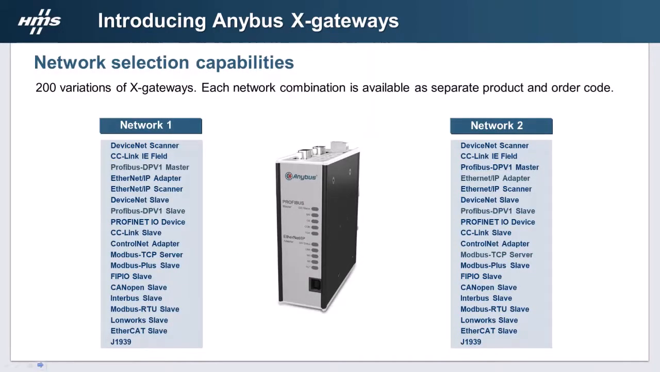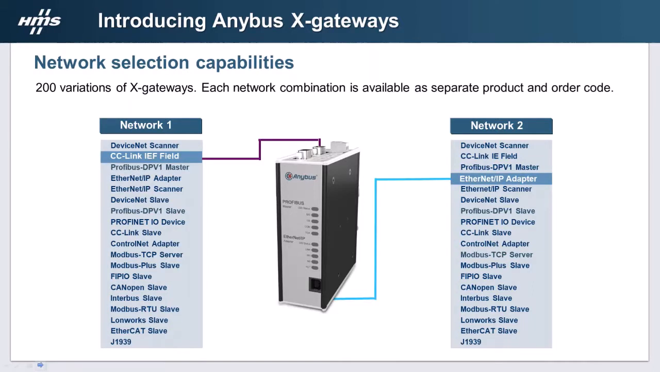So here's the solution. Here we've got network one. Okay, so we've got CC-Link on one side. We want to go to Ethernet IP on the other. So the Ethernet IP side is an adapter, so that's the slave side. Another area that people often get confused over is what they should select the X-gateway to be. Now, PLCs are always masters. So if you have a PLC on one side and a PLC on the other side, the X-gateway is going to be a slave on both sides. And that's the important thing to remember.